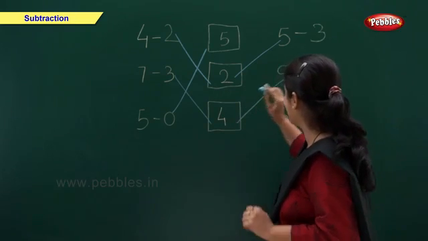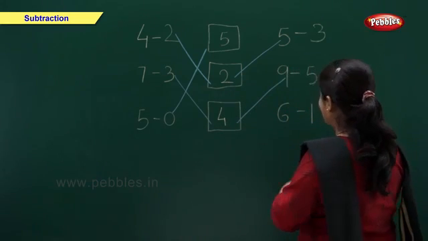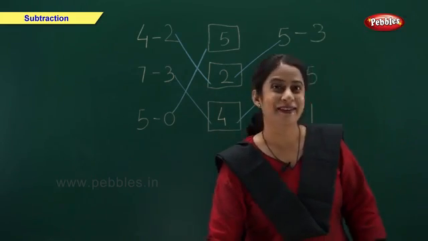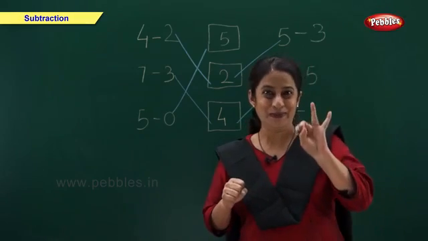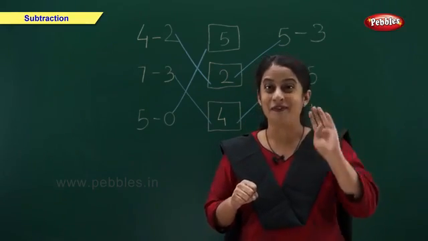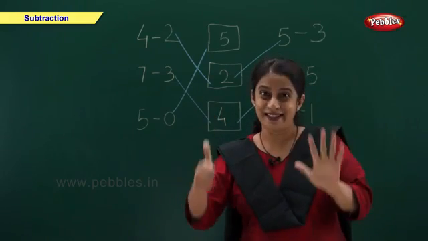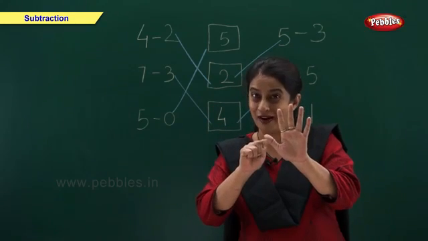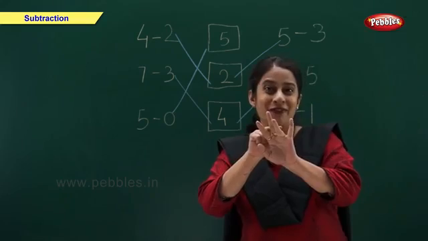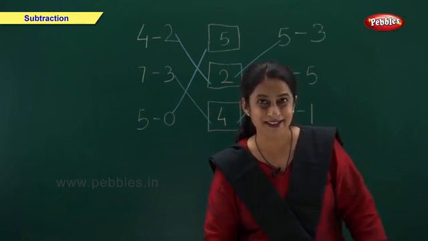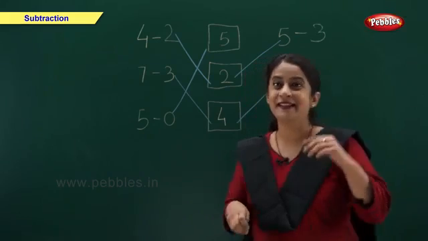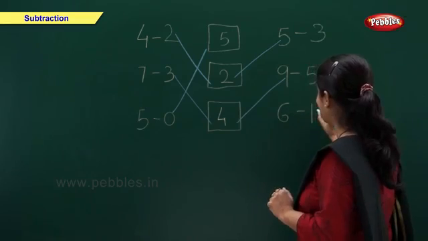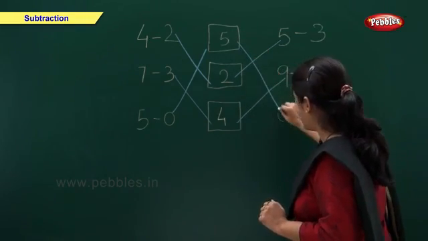So let's match. And here, now we have 6 minus 1. So let's count again. 1, 2, 3, 4, 5, 6. 6 minus 1. How many fingers? 1, 2, 3, 4, 5. So friends, 6 minus 1 is equal to 5. So let's match. 6 minus 1 is equal to 5.